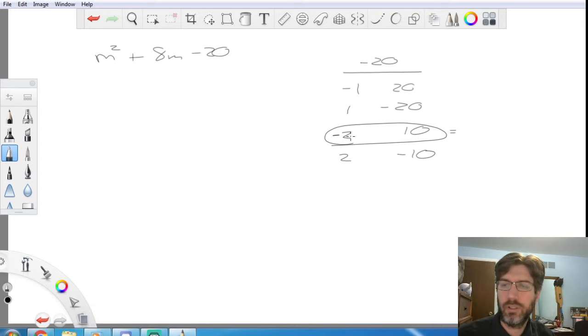Anyways, here you're going to have negative 2 and 10, so when you put them together, you're going to have m minus 2 on one and m plus 10 on the other. And again, these are interchangeable. This is what's giving you your positive 8.